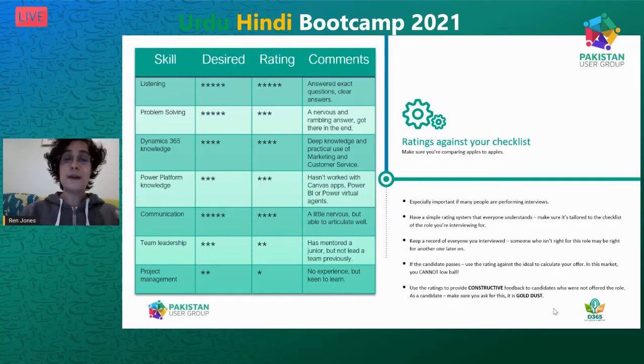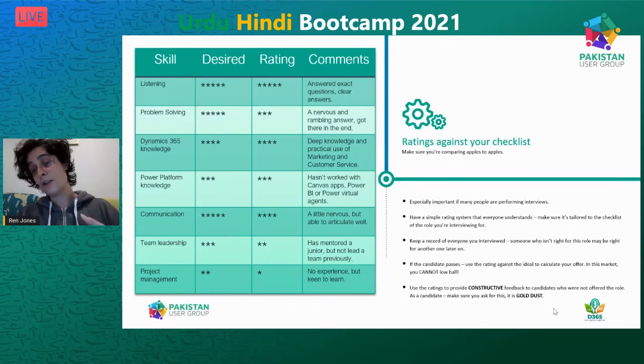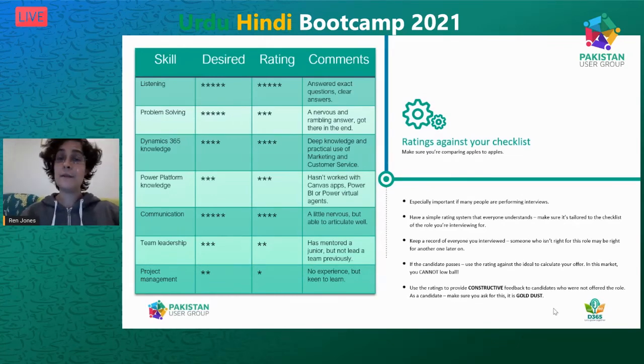So we also want to make sure we're doing this because we're keeping a record. So someone who isn't right for the role that you're interviewing for at the moment, the role that they're perfect for might come along the tracks a couple of months later. So if we've got this record, we can refer back to it. So if the candidate passes the interview and then you want to hire them, you can use these ratings to come up with your offer. So you can't lowball in this market. A good candidate is going to have lots of options.